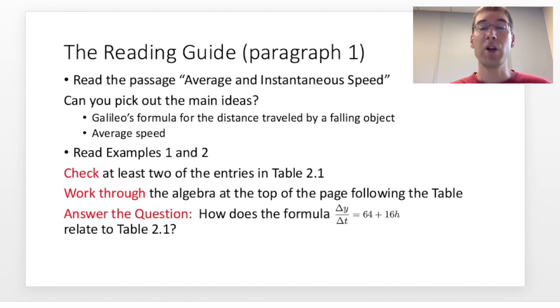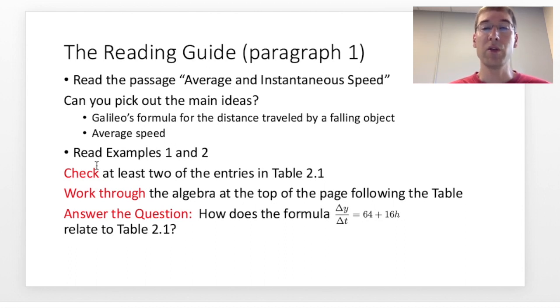If you look at paragraph 1 of the reading guide, you're asked to read the passage average and instantaneous speed. Now it's important that you pick out the main ideas from this passage. The main ideas I picked out were Galileo's formula for the distance traveled by a falling object and how to compute average speed.